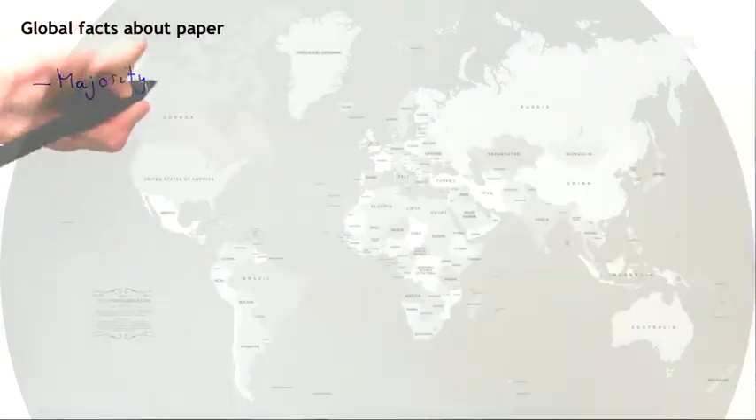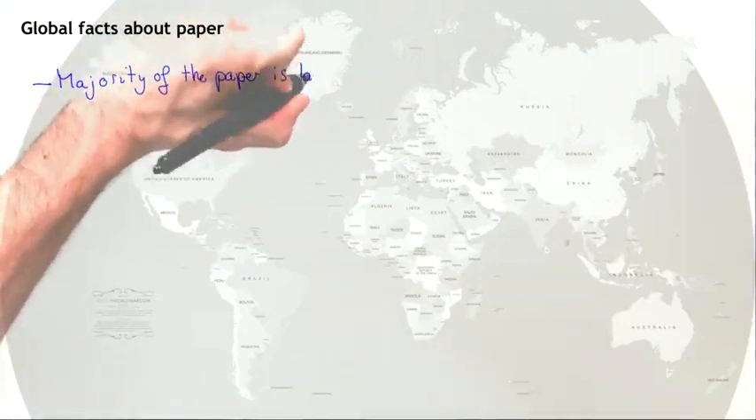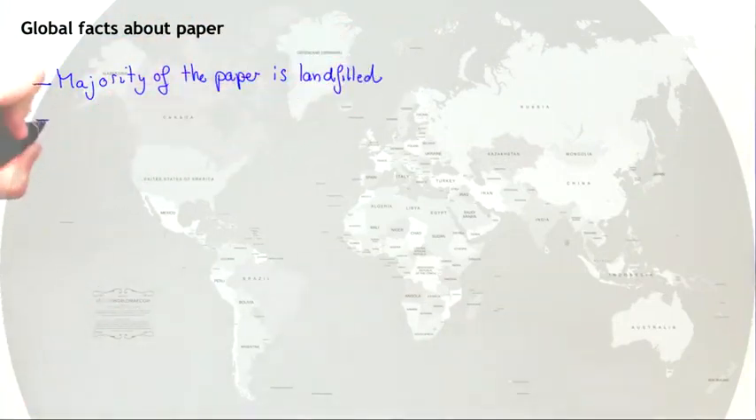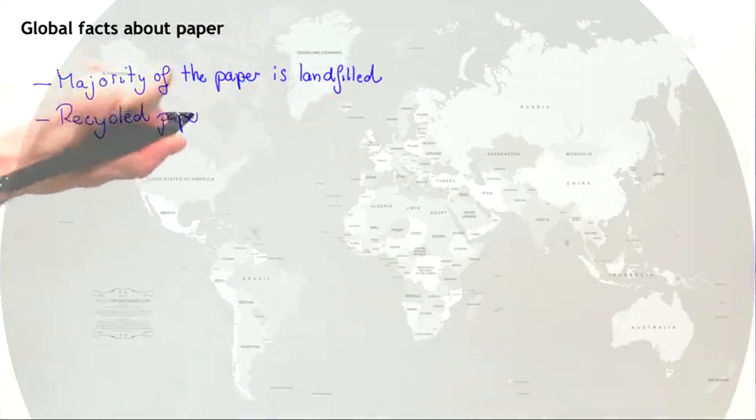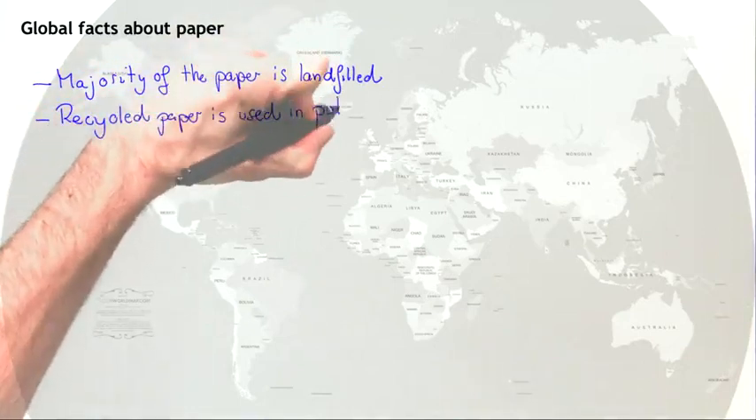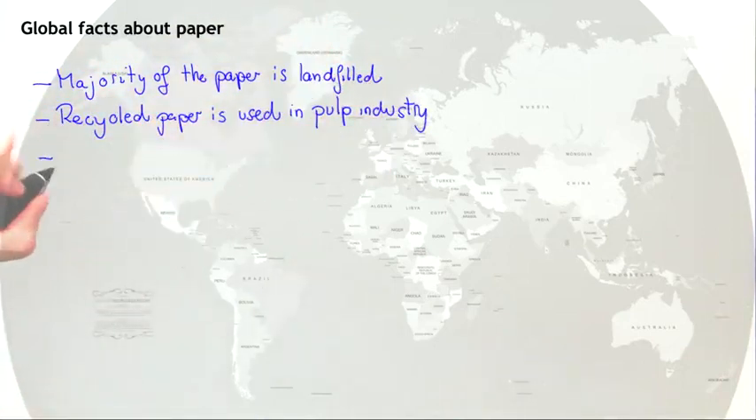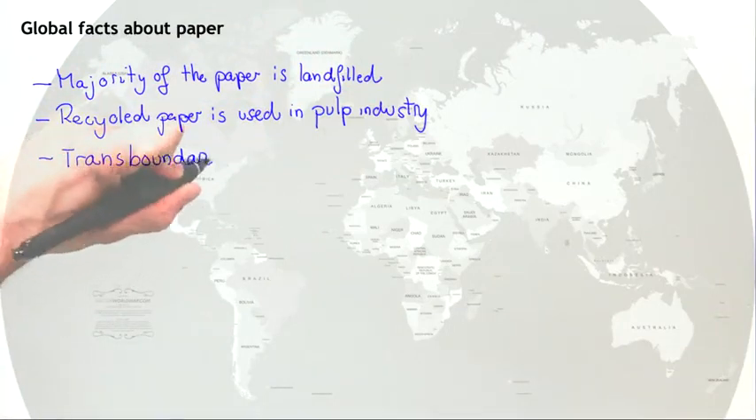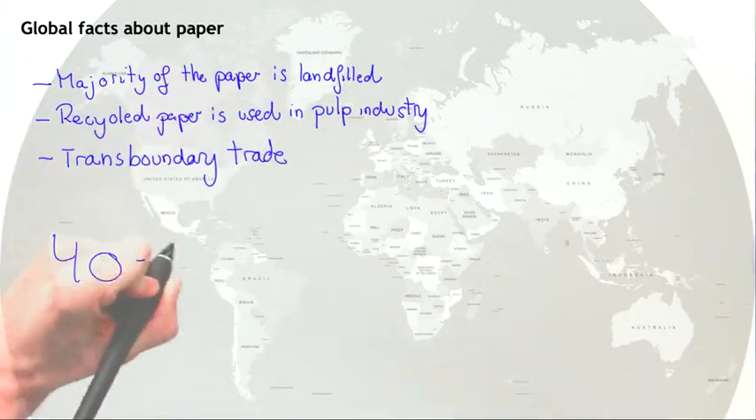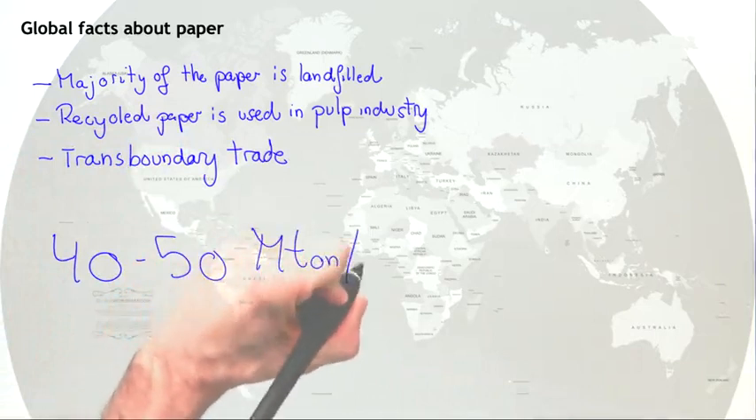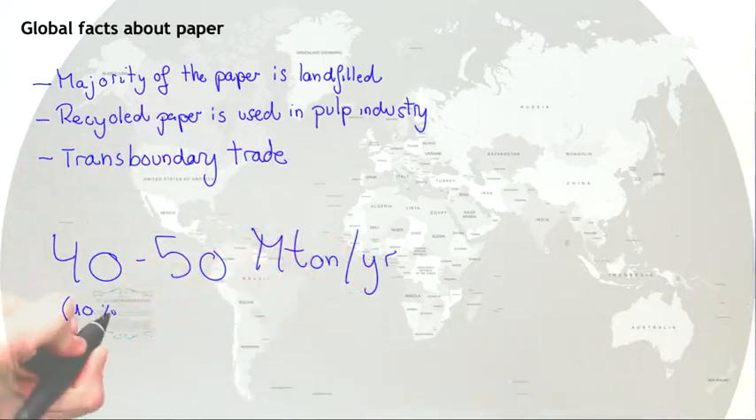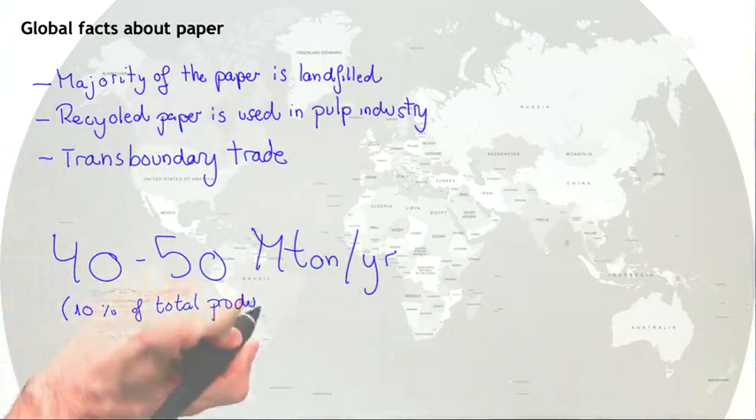Hard to tell. It seems that the majority of the paper worldwide is landfilled. Although it is also true that recycled paper is an important part of the raw material used in the pulp and paper industry and is traded on a market that is global. Transboundary trade totals 40 to 50 million tons per year, around 10% of the total production.